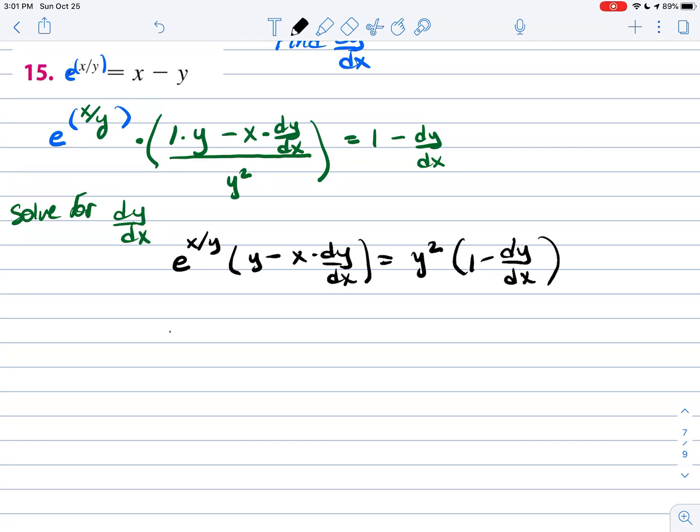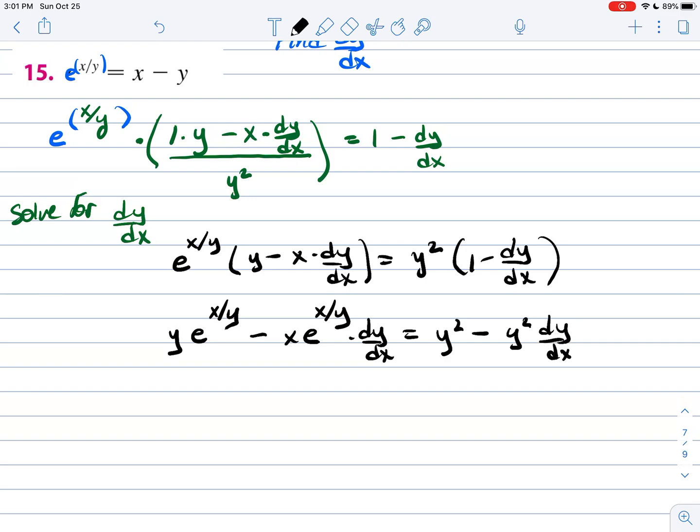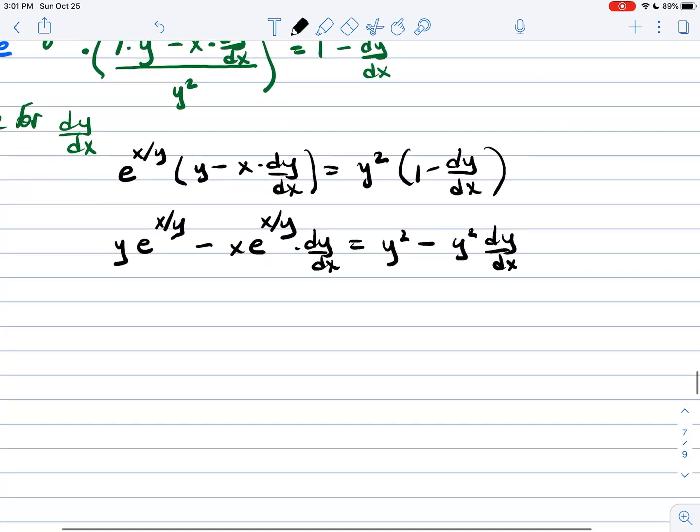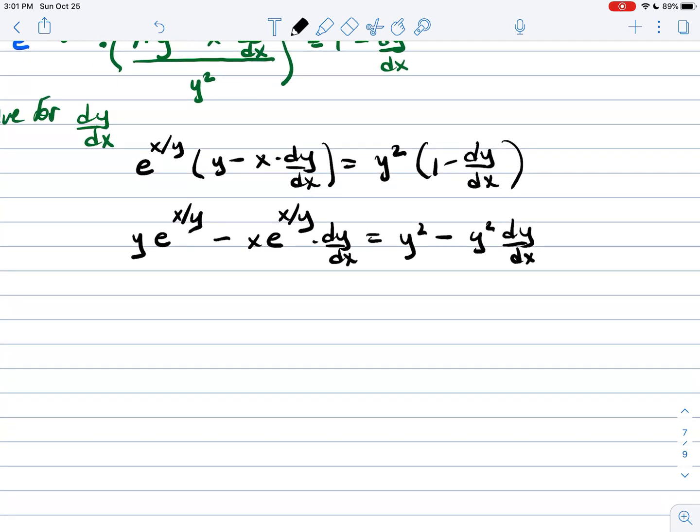Now I want to clear my parentheses and isolate dy dx. So I'm just going to clear my parentheses on the left-hand side, and I'm going to get y times e to the x over y minus x e to the x over y dy dx. And I'm going to distribute my y squared, and I'm going to get y squared minus y squared dy dx. I'm now going to isolate my dy dx on one side. So I'm going to add y squared dy dx to both sides, and then I'm going to also subtract y e to the x over y from both sides.